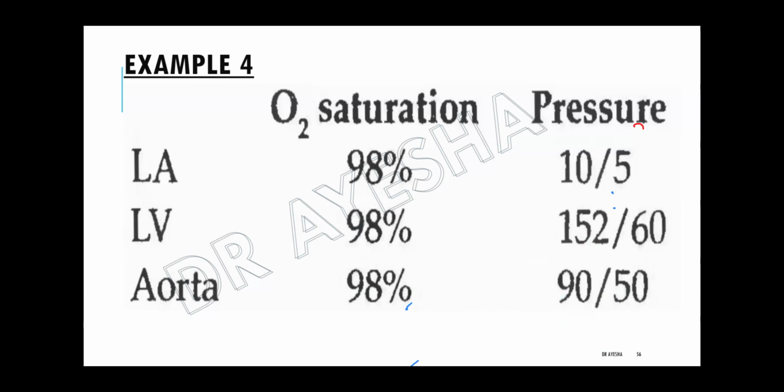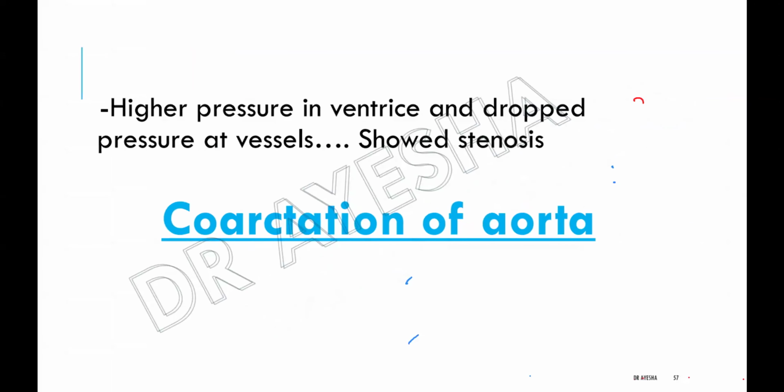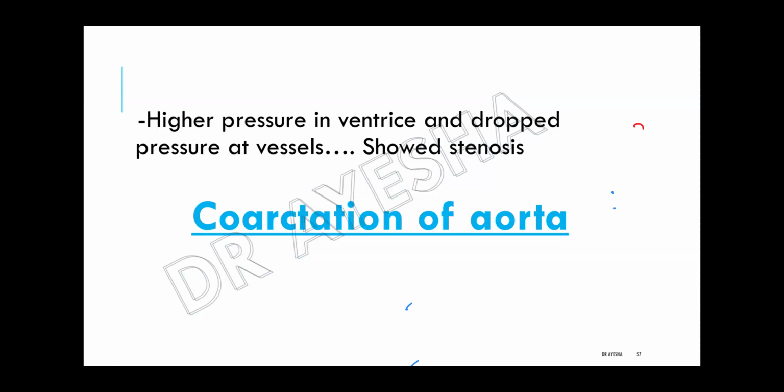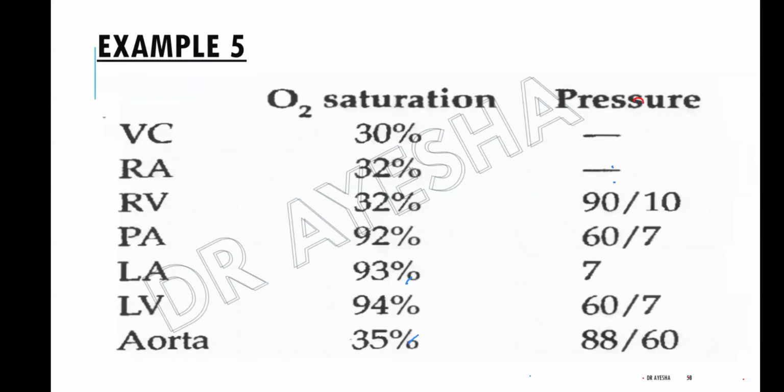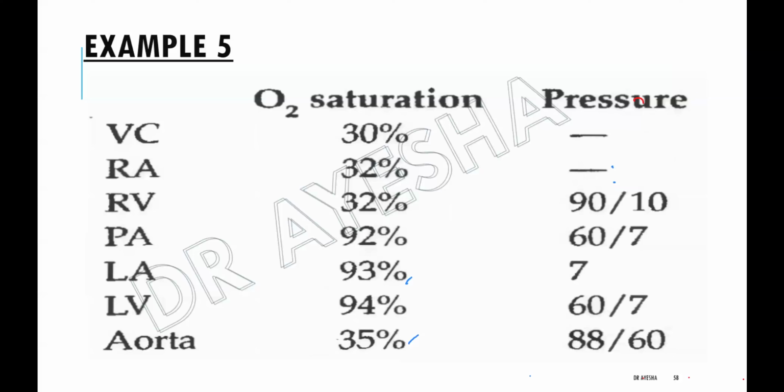Now who is going to do the next question? So same thing, stenosis could be coarctation, could be stenosis. Same thing, okay? Coarctation of aorta, or you can say aortic stenosis, means a difference between the ventricle and the artery level. Okay? Same thing. Okay, who is going to do this example? Madam, I'll do the next. Could you try?